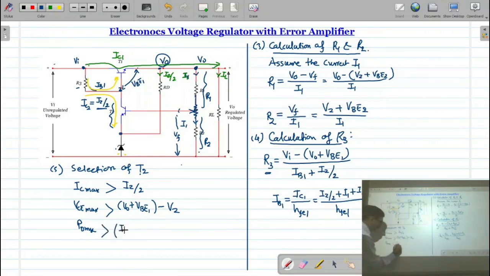So it is IZ by 2 into VO plus VBE1 minus VZ.